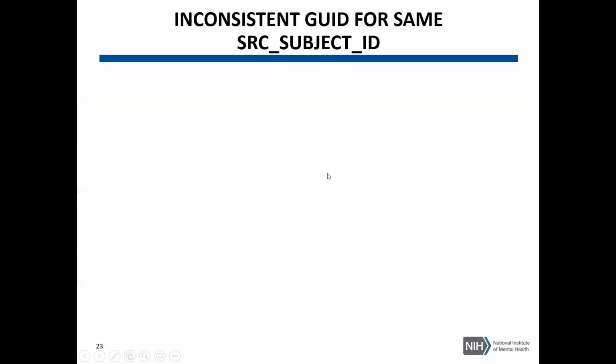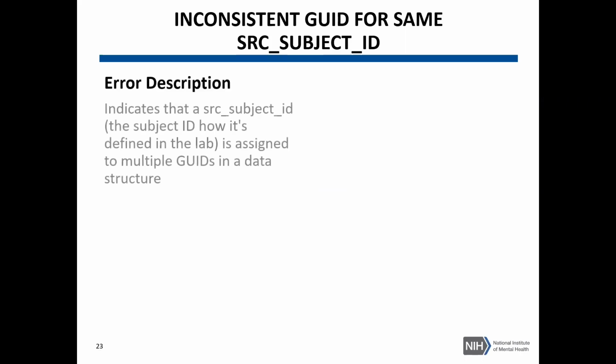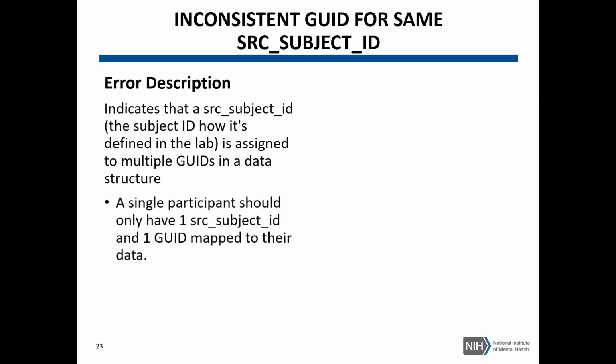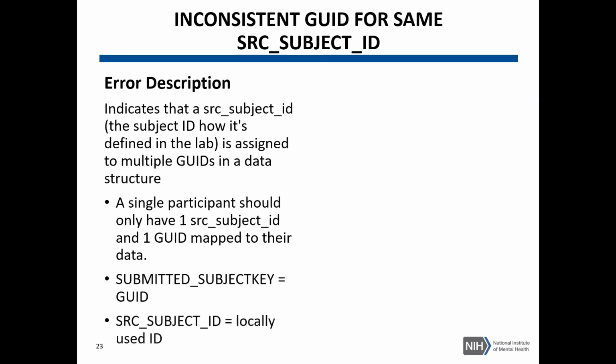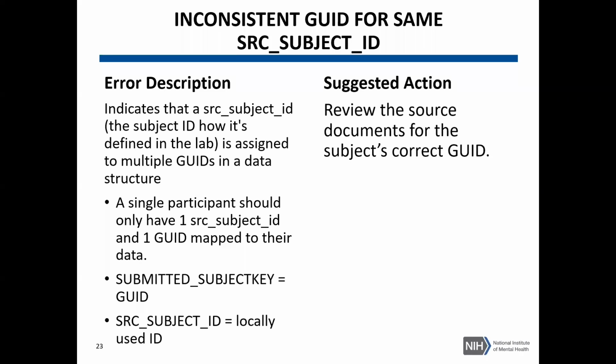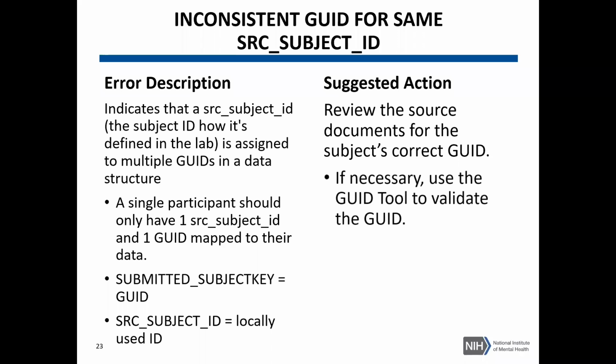You may also encounter a similar error, inconsistent GUID for the same source subject ID. In this case, it indicates that a source subject ID is assigned to multiple GUIDs in the data structure. Again, there should only be one source subject ID and one GUID for every single participant. And again, submitted subject key refers to GUID and source subject ID refers to the locally used ID. The suggested action here is to review the source documents for the correct GUID. If necessary, you may use the GUID tool to validate the GUID. Then correct the data locally and resubmit.